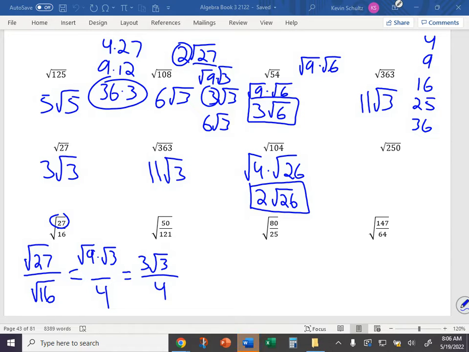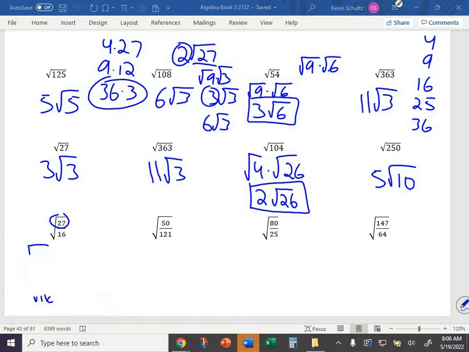Root 250. Ellen. 5 root 10. 25 times 10 gets us to 250, and 25 is the largest perfect square. So 5 root 10. Now down to our fractions. We can start by splitting this up into root 50 over root 121. Thank you. Which is a perfect square, so our denominator ends up being, Joey? 11. And then how does root 50 simplify? Kylie? Root 25 and root 2. Root 25 times root 2 gives us 5 root 2 as the final answer there. So 5 root 2 over 11.